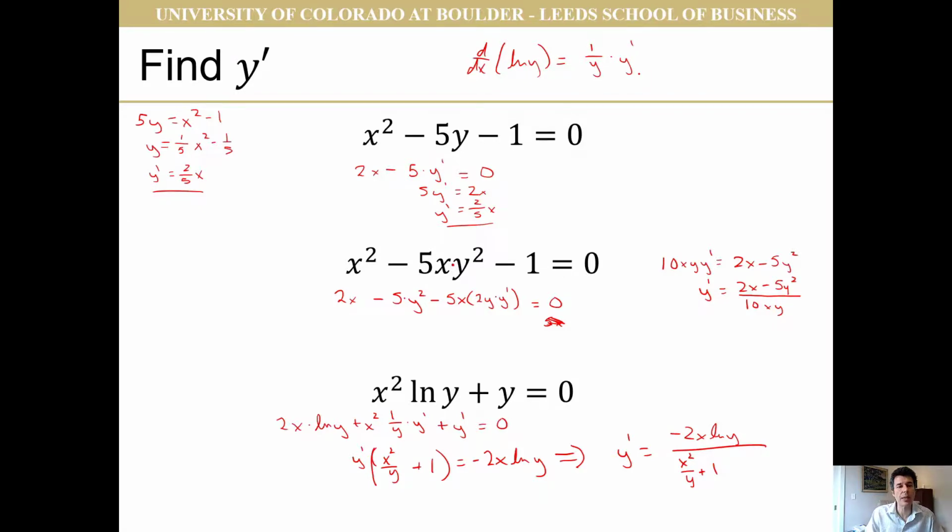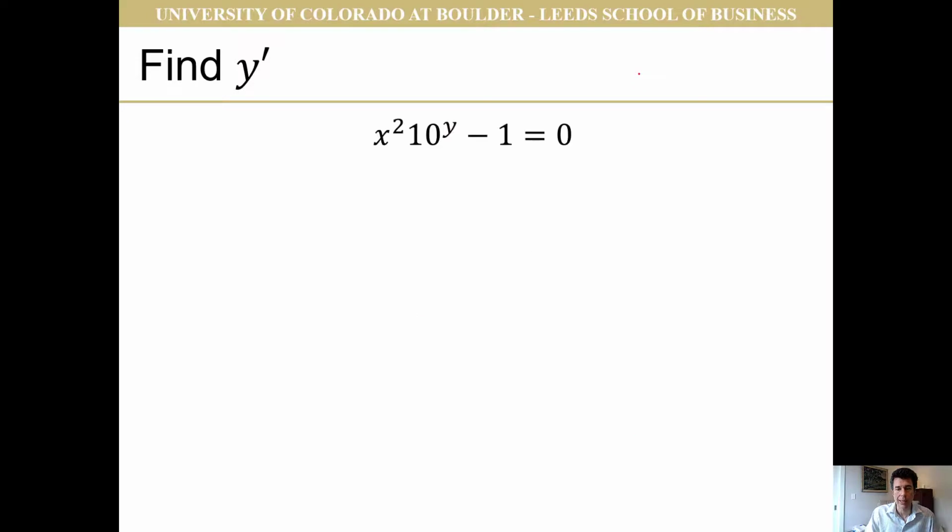Okay? Next problem. x squared 10 to the y minus 1. Again, same thing. We've got a product rule here. 2x, derivative of the first function, times 10 to the y. Be careful, you can't bring that 2 in there. Plus x squared, derivative of 10 to the y is 10 to the y ln 10 times y prime, equals 0. And then we solve for y prime.